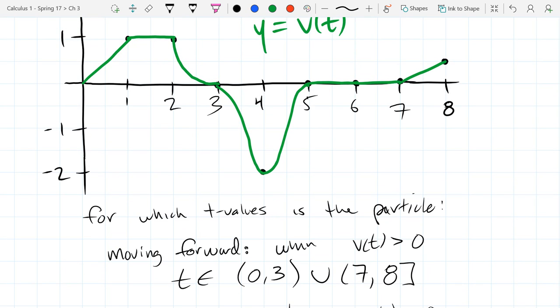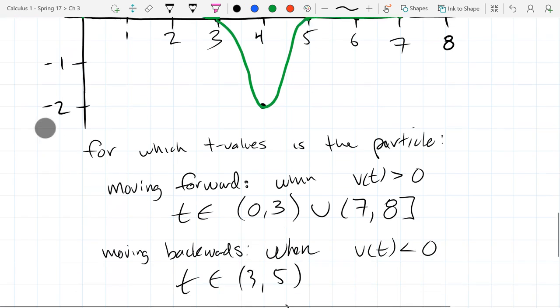So definitely between 5 and 7, we're not moving. We want to be careful though. What about between 1 and 2? Something's not happening. So we're moving forward, but we're constant velocity moving forward. So cruise control's on, something like that. We're still moving, but our velocity's not changing. So 5 and 7.